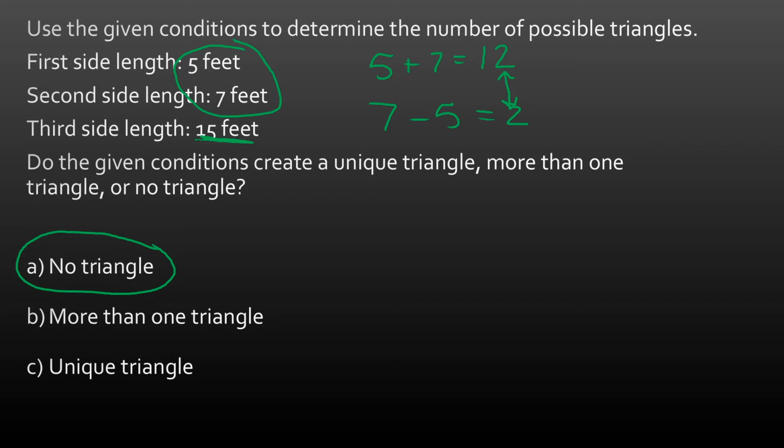If I were to draw this with accurate measurements, I would get something like this. I would have my 5 feet, 7 feet, and then my third side would go all the way like this. And although you may say, well, there is a triangle there, it's not a complete triangle, because in order for it to be a complete triangle, it'd have to stop right here, and it could not keep going. So that is why this triangle is not a triangle.